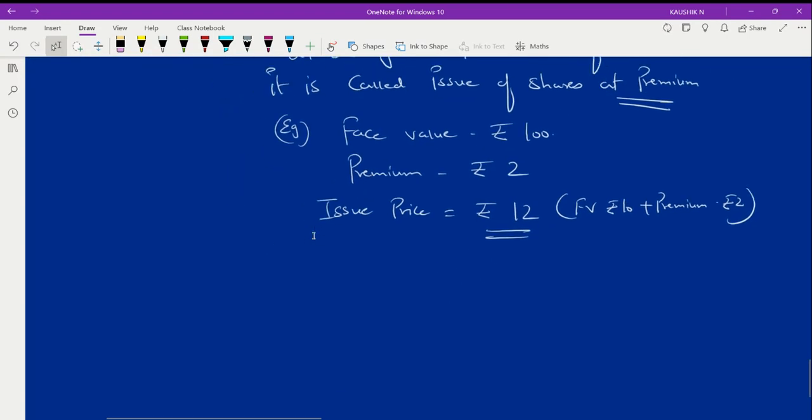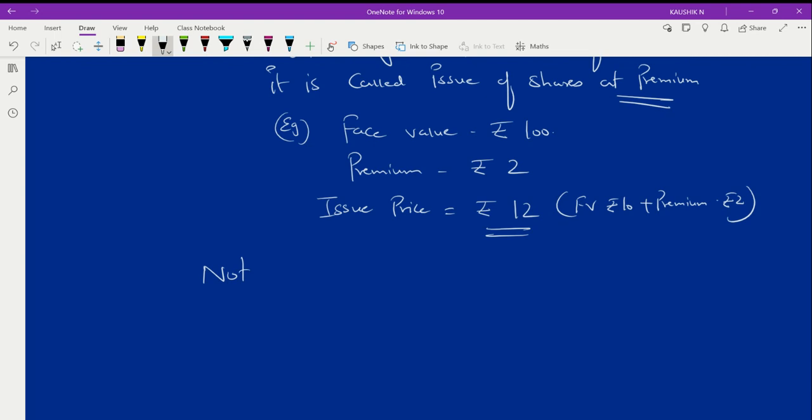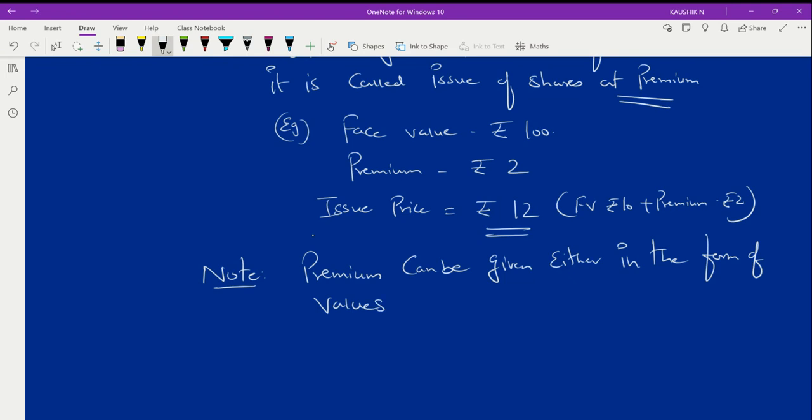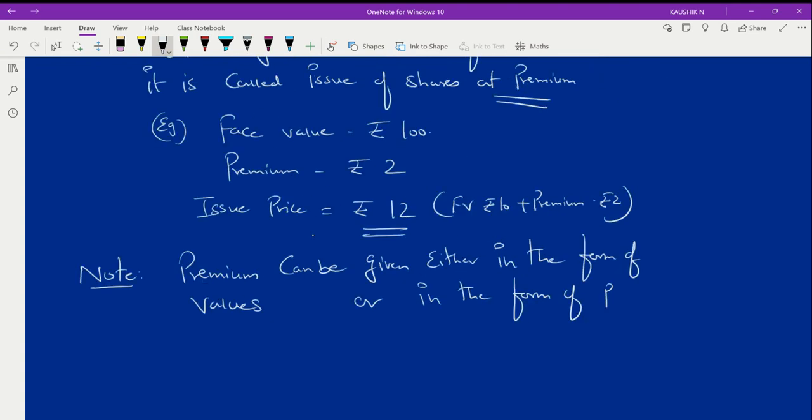Okay. And one thing which you have to note down is, premium can be given either in the form of values or in the form of percentage.